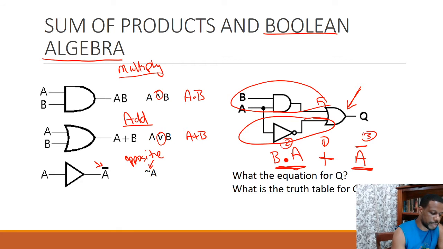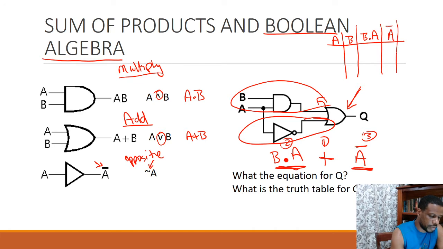So now let's do the truth table for it. The truth table has B, A, and then B and A, and then we have not A, and then the last equation, which is B and A plus A or not A.